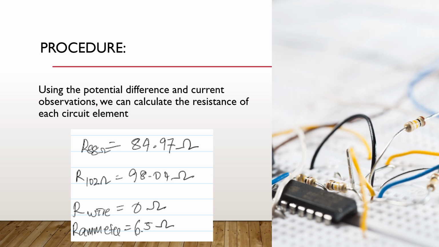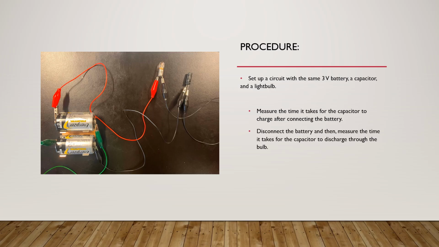Using the potential difference and current observations, we now calculate the resistance and find that each of the resistances is very close to the known value of these resistances. Crucially, the resistance of the ammeter is not 0 ohms, but is actually 6.5 ohms.